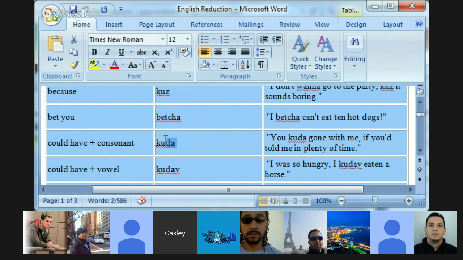First one first, Oscar. Could have followed by a consonant will sound like what? Coulda. Okay. And can you read the example? You could have gone with me if you told me in plenty of time. I'll do it one time, and then you can try it once more. You could have gone with me if you told me in plenty of time.